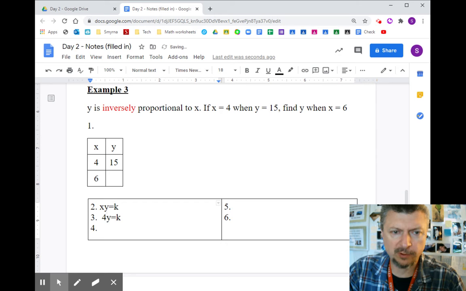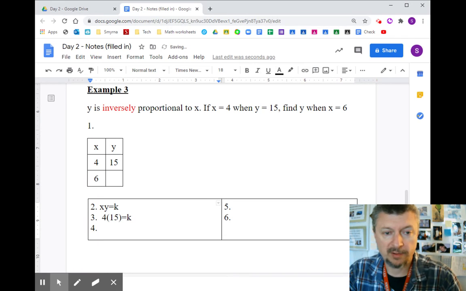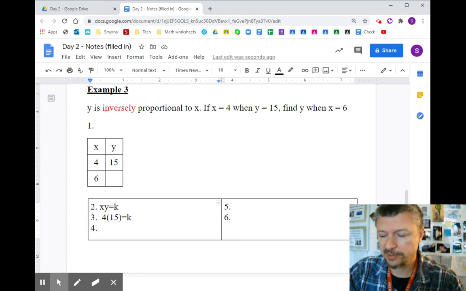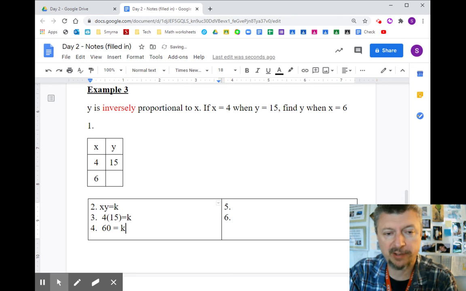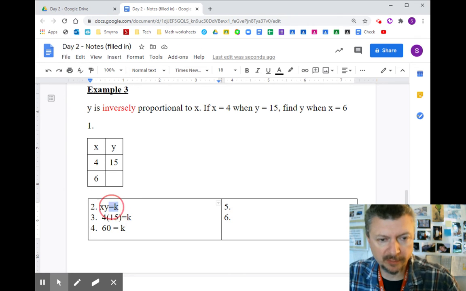Now we have X is 4 when Y is 15. XY means X times Y. What's 4 times 15? 60 equals K. There we have it. Now we have K. Now we're going to take the equation from number 2, going in there, number 5, except we know what K is: 60.